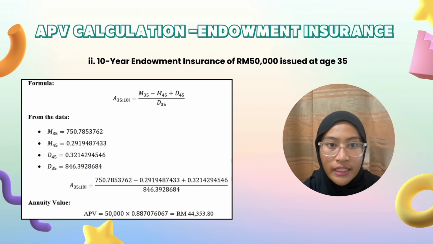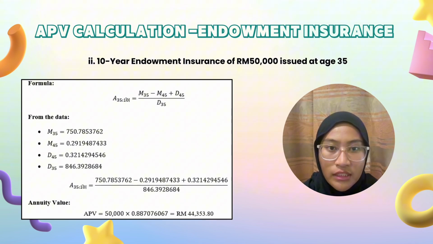Next, we value a 10-year endowment insurance of RM50,000 issued at age 35. This policy pays the sum assured if the policyholder dies within 10 years or survives to the end of the 10-year period. The formula uses M35 minus M45 plus D45, divided by D35. The result is 0.887, which multiplied by RM50,000 gives RM44,353.80. This is quite high because the risk-adjusted profile shows very high mortality, making the death benefit component expensive.